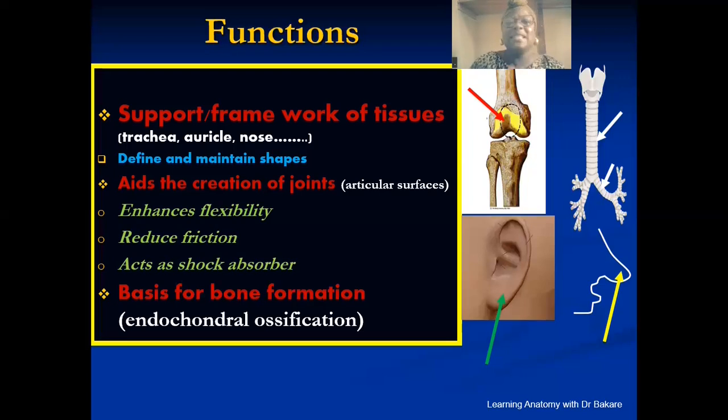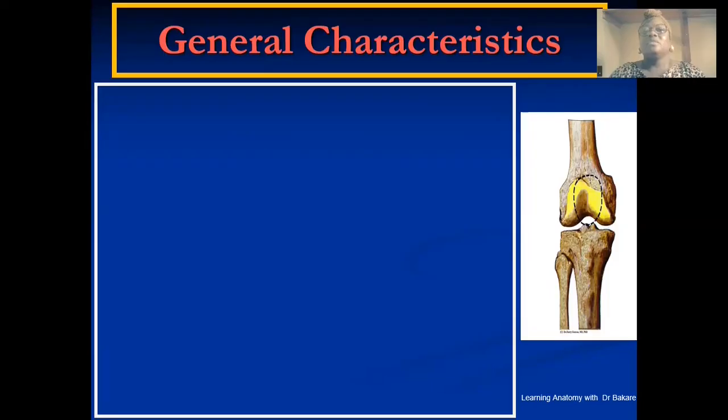So we have cartilages also forming the basis onto which some bones are formed in the body. These are the functions that are attributed to cartilages. So let's look at the general characteristics of cartilages. There are some features or characteristics that cartilages exhibit, and it's good for us to highlight this.